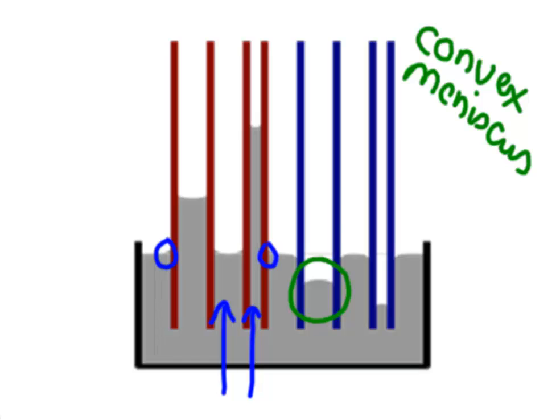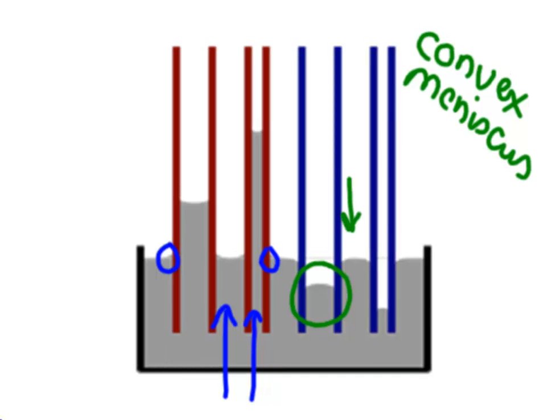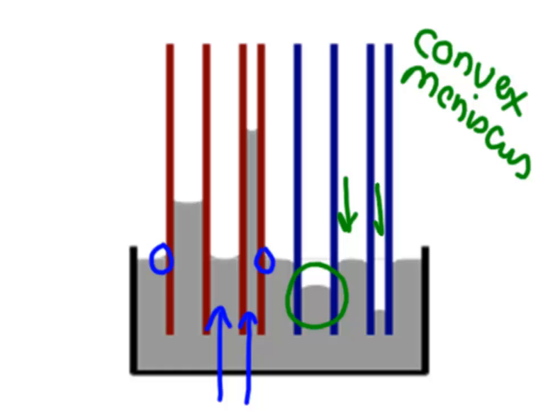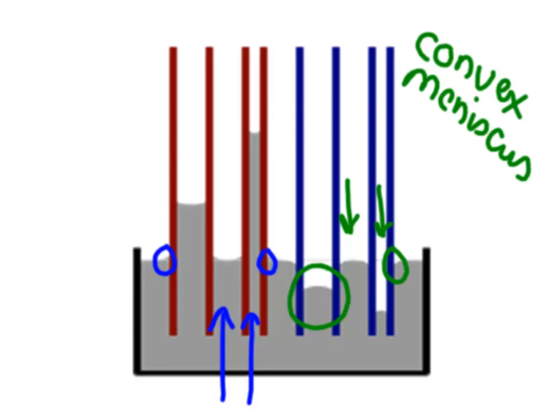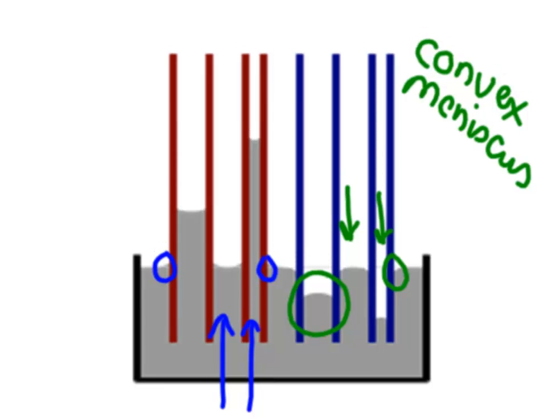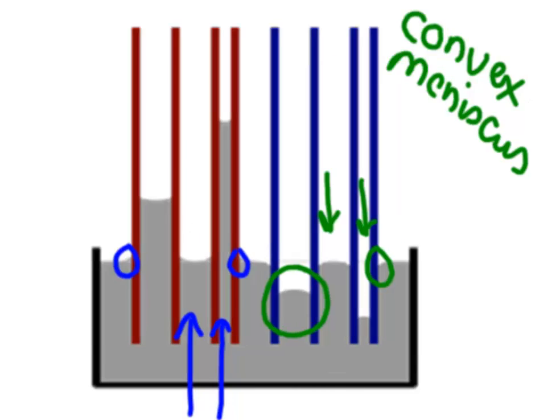I also have that in this container here, this tube here, and this tube here. Those are convex. The left side here is also convex. Now, why are some of these liquid columns taller? Why are some of them shorter? We take a look. There's two things going on. Adhesion and cohesion work together.